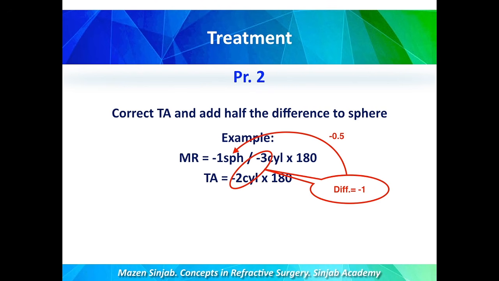We add half diopter to the sphere, and we are going to correct -1.5 sphere, -2 cylinder at 180. In this case, we are treating the same spherical equivalent, and we are not converting the topographic astigmatism from with the rule into against the rule.